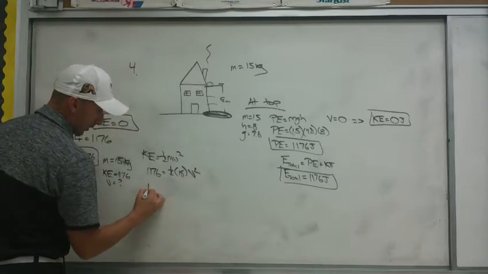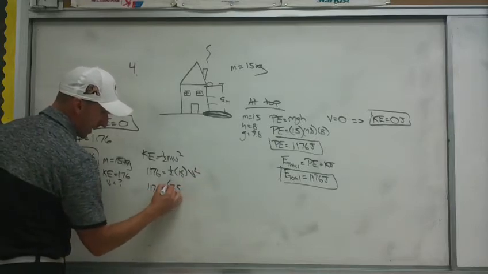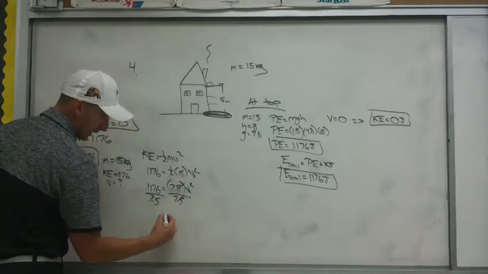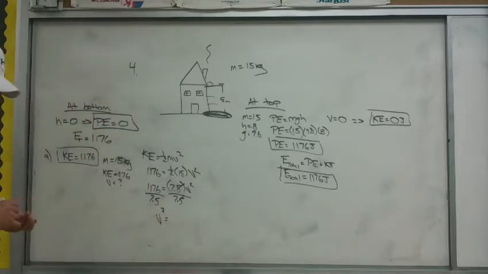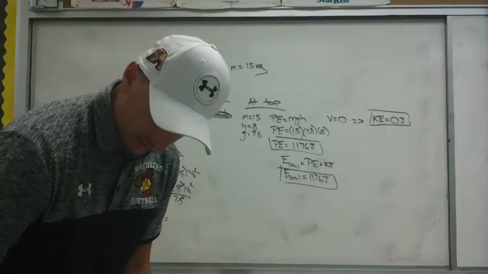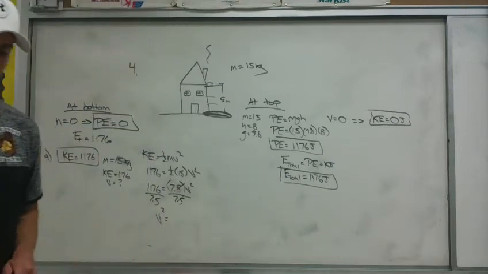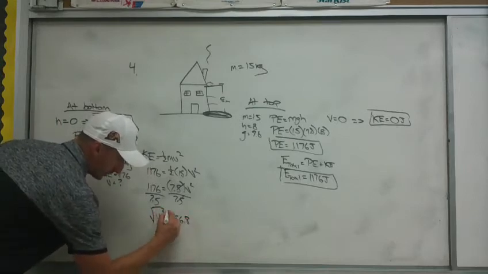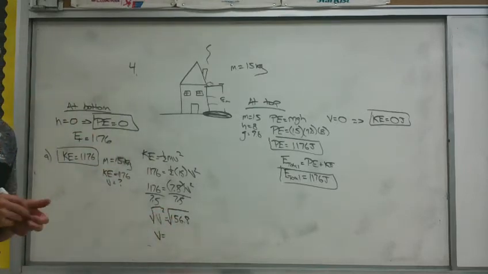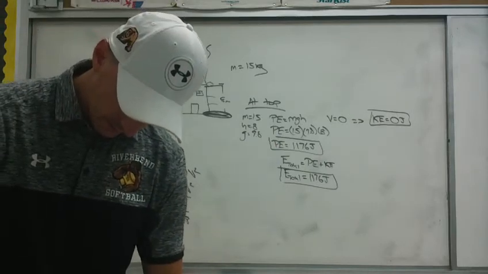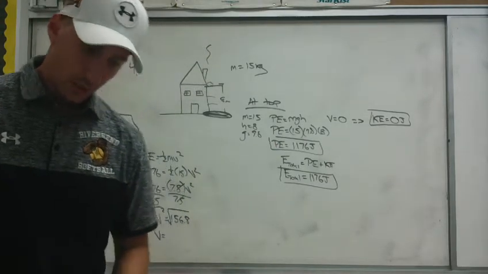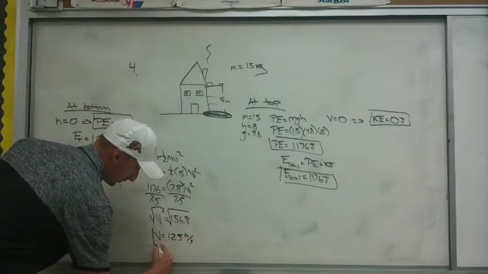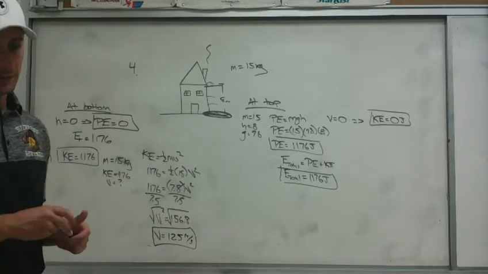So I get 1176 equals 7.5 v squared, divided by 7.5, cancel out. I get v squared equals 1176 divided by 7.5, which gives me 156.8. I take the square root, and I get v equals 12.5 meters per second. Okay? 12.5 meters per second.